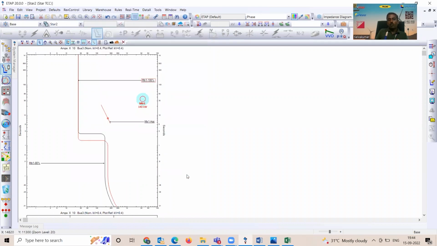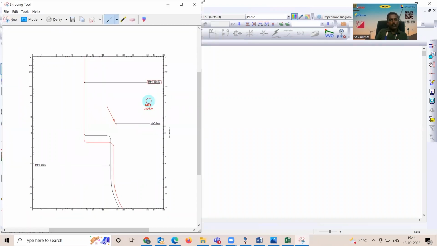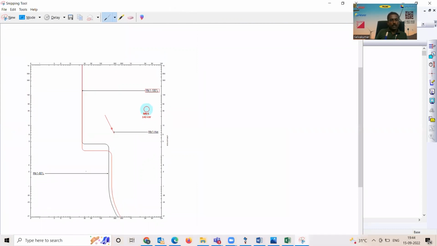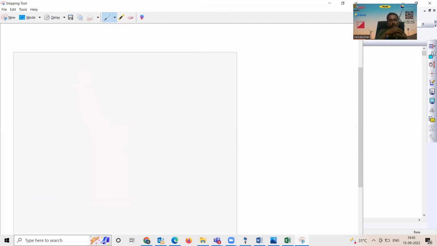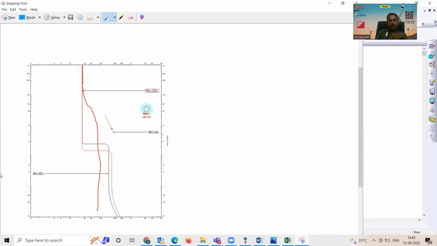That curve might be different. It might be something like this, because the starting current will be less, maybe 3 times or whatever, but it may take some time like this. This could be the starting characteristic, the red line which I have marked now. But when you are doing relay setting, it is important that you perform a dynamic motor starting study.